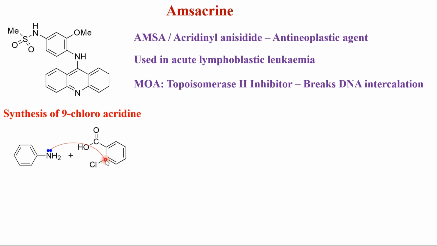withdrawing and renders this carbon positive. And there is also the COOH group which is also electron withdrawing, which is pulling the electrons from the benzene ring system, and hence this can react with a nucleophile. Nucleophilic substitution occurs. The lone pair of electrons from the amino group of the aniline attacks on the carbon, and chlorine being the easy leaving group gets kicked off, and the Cl minus and H plus lose HCl, and the carbon and nitrogen bond is formed.